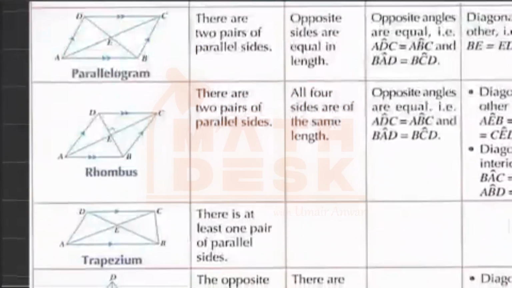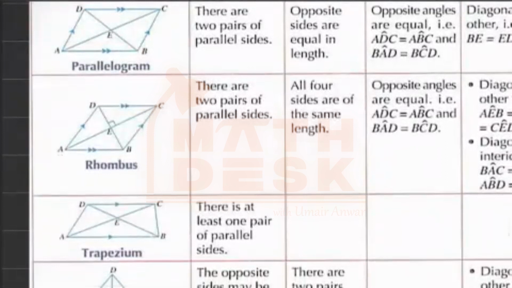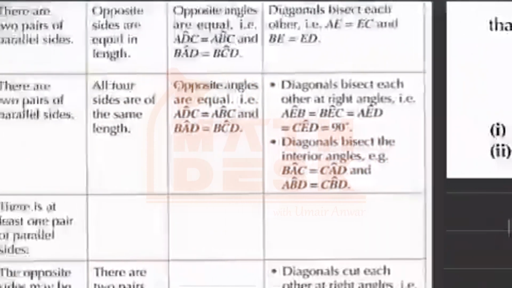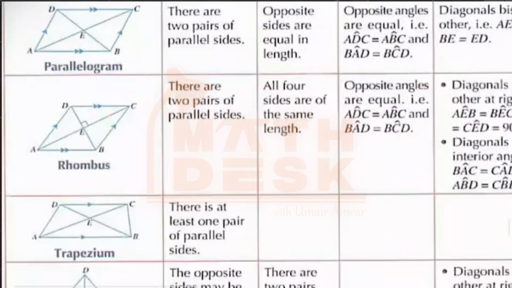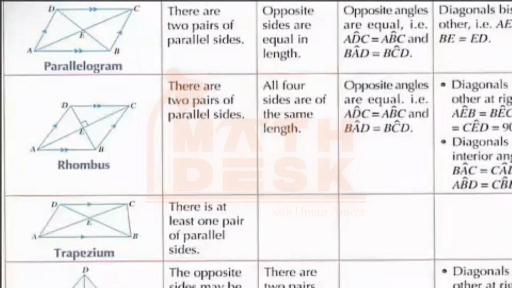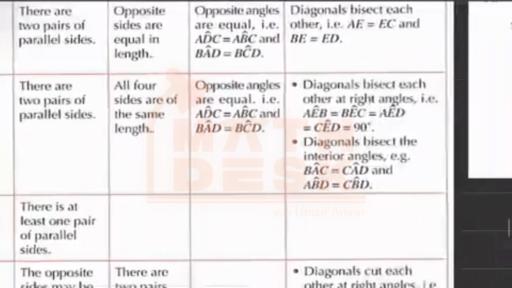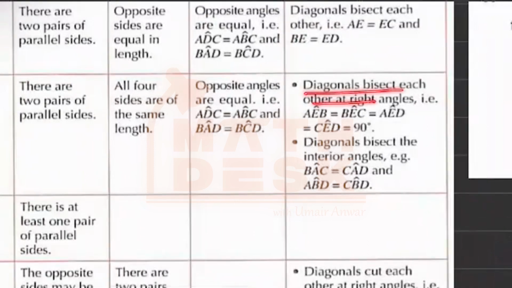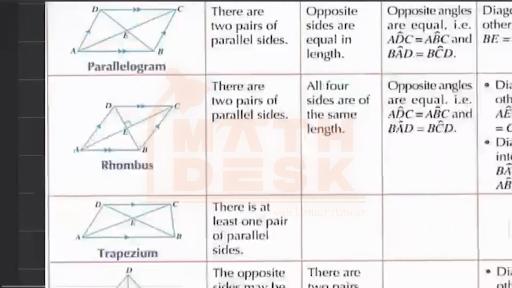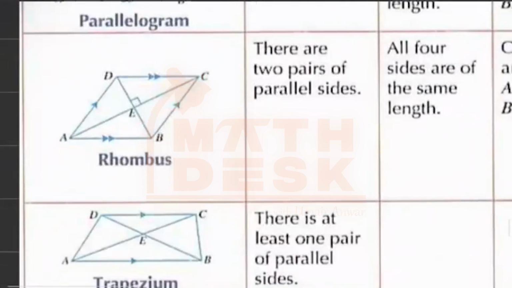Next one is a rhombus. Two pairs of parallel sides. All four sides are equal. Opposite angles are also equal, like a parallelogram, but the angles formed at A, B, C, and D are not 90 degrees. Diagonals bisect each other, and they bisect at right angles. Diagonals bisect the interior angles and break them into two equal parts for this quadrilateral also.